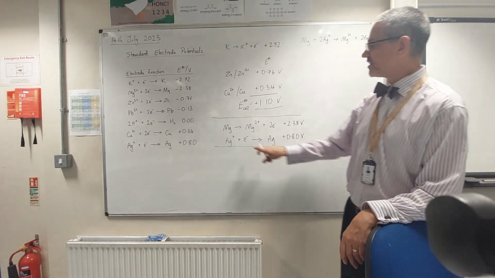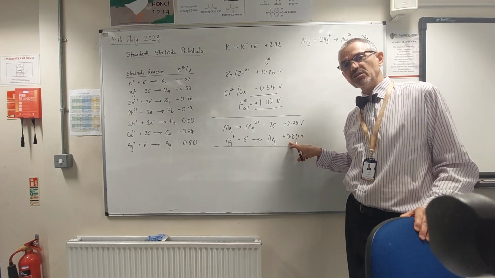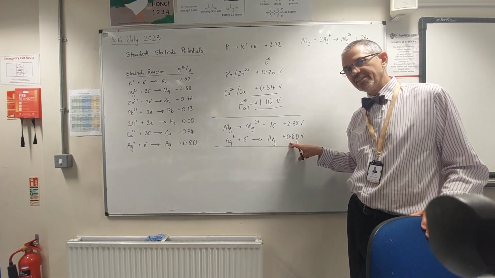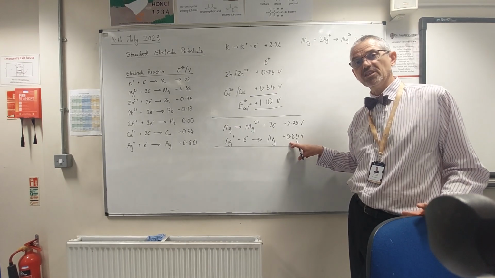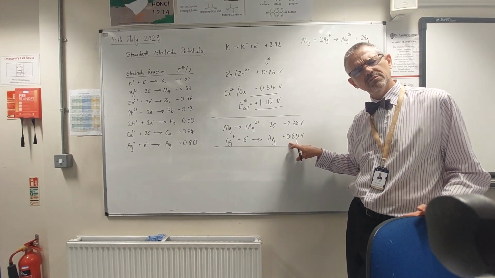So I've doubled the silver. Do I need to double the 0.8 volts? And the answer is a very, very simple no.